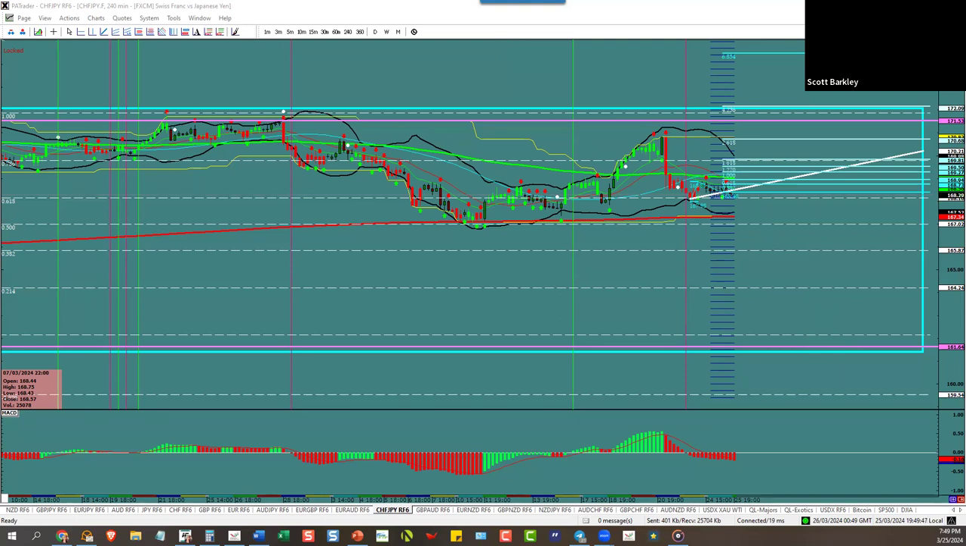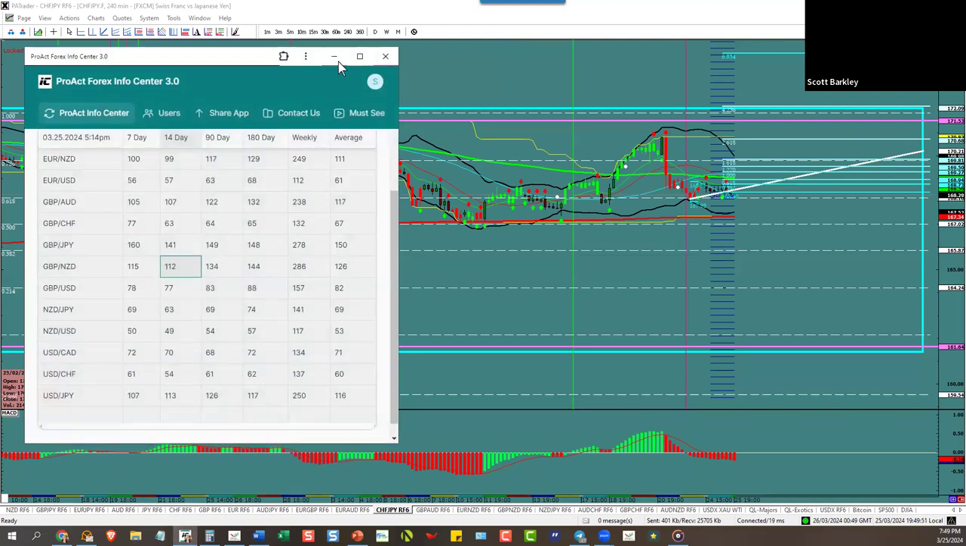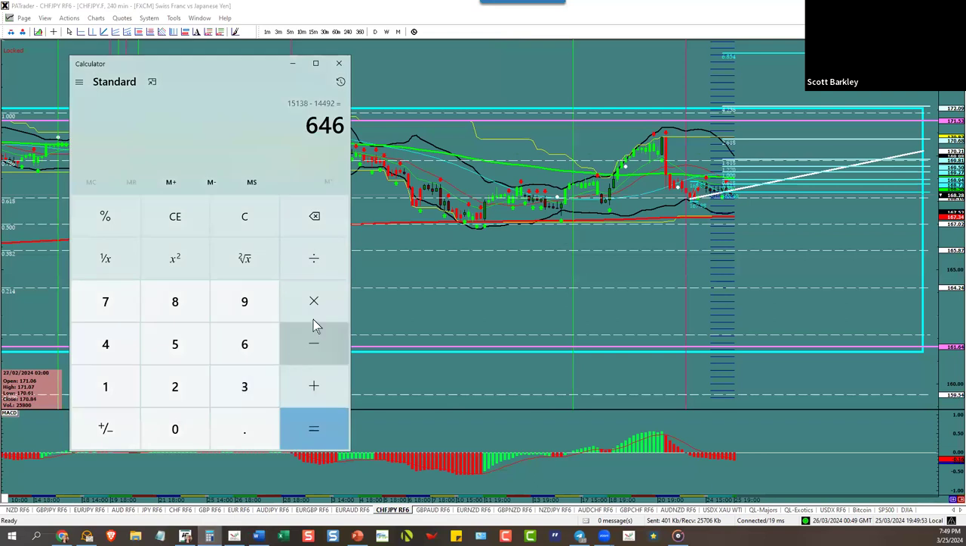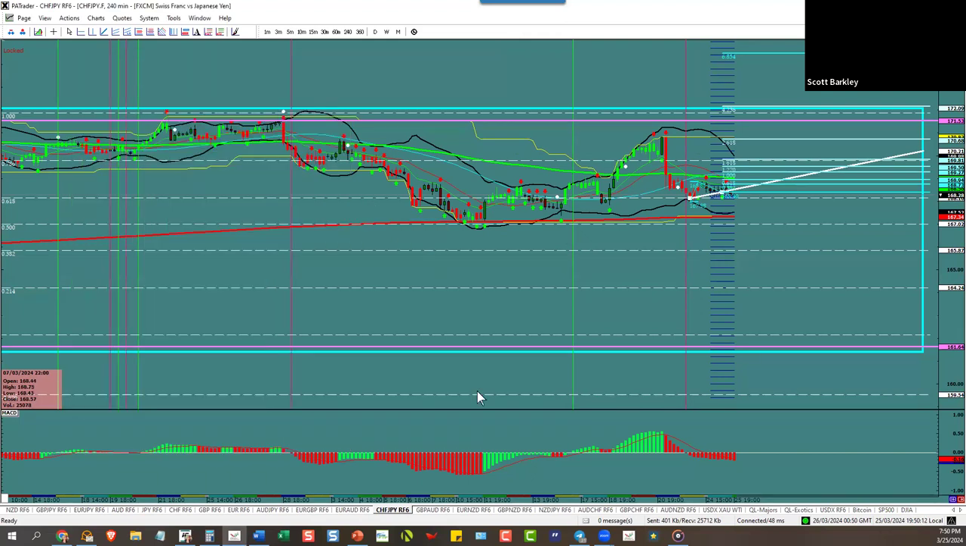All right. Simple math. Once again, don't make this complicated. So, got the wrong thing up. Let me get my calculator up. We're currently at 168.29, and the bottom here is 161.64. So that is 665 pips. Wow. 665. All right. One more is the pound New Zealand.